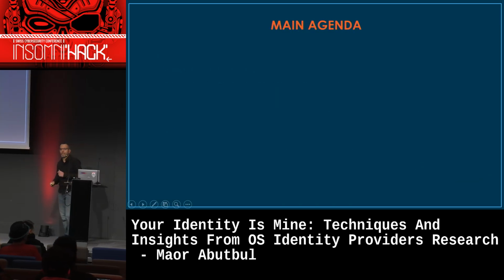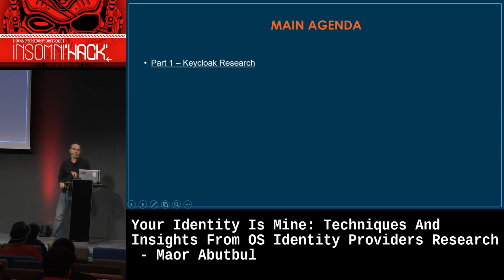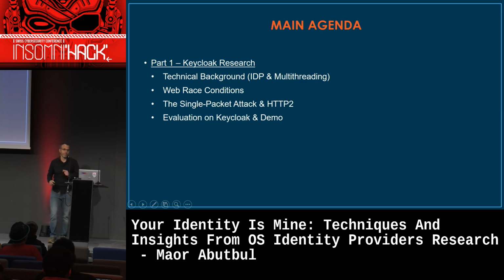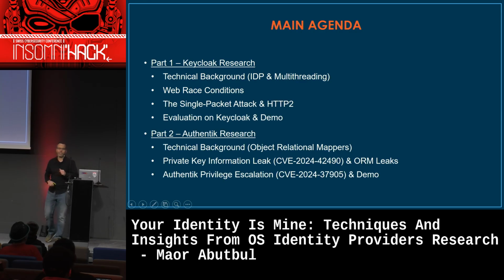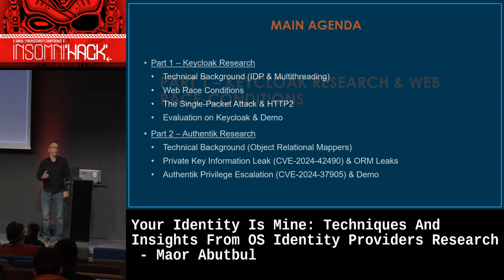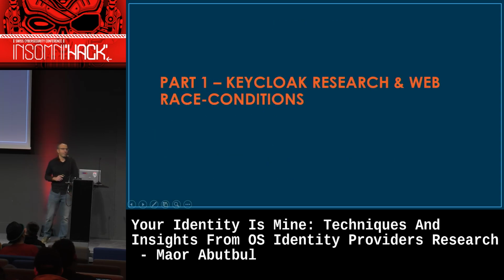Our main agenda for today. I will highlight key items from 2 research projects we did on 2 open source identity providers, Keycloak and Authentik. Each part will start with a technical background to set a common ground for everyone, and then a deep dive into a technique or a vulnerability. I will also share short demos exploiting the vulnerabilities we found. Part 1. Keycloak research and web race conditions.